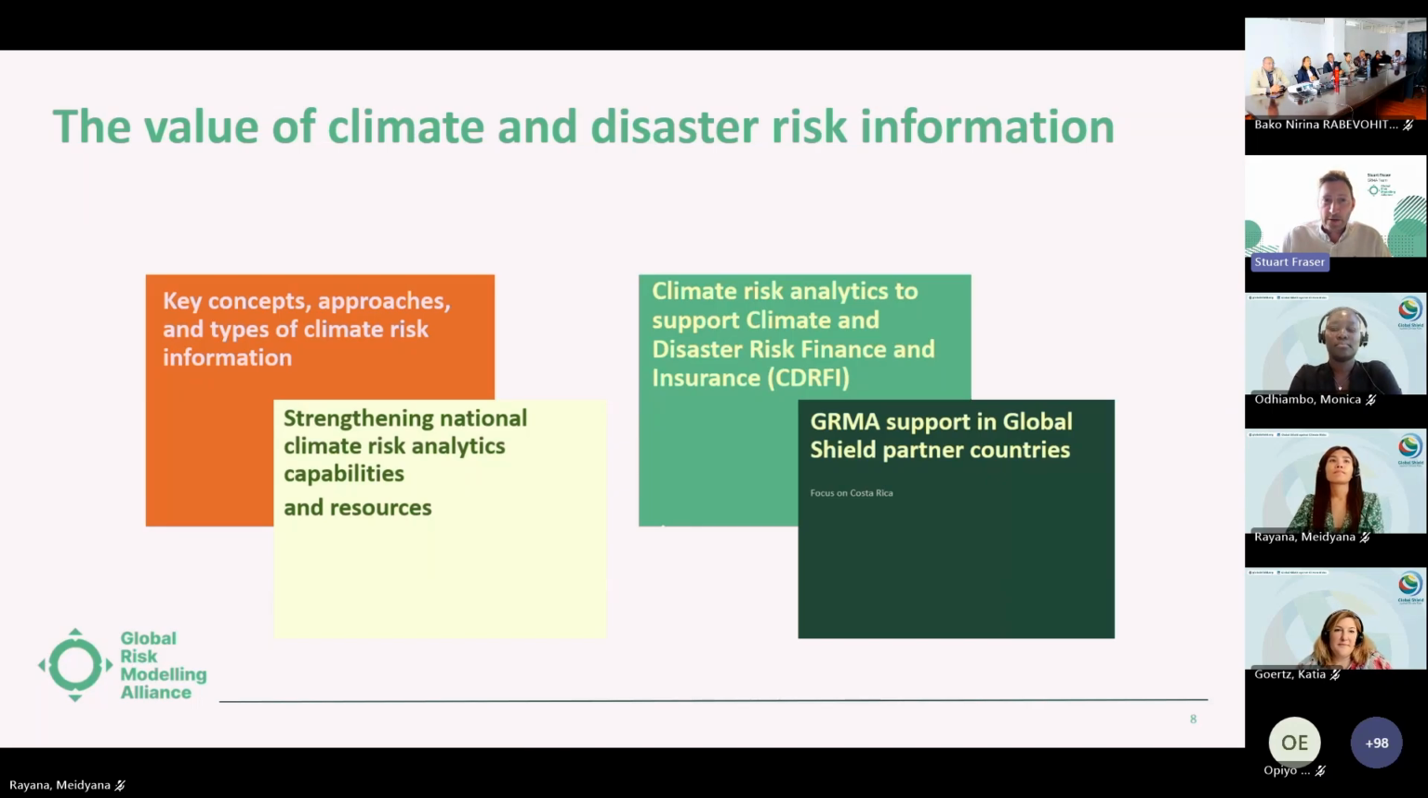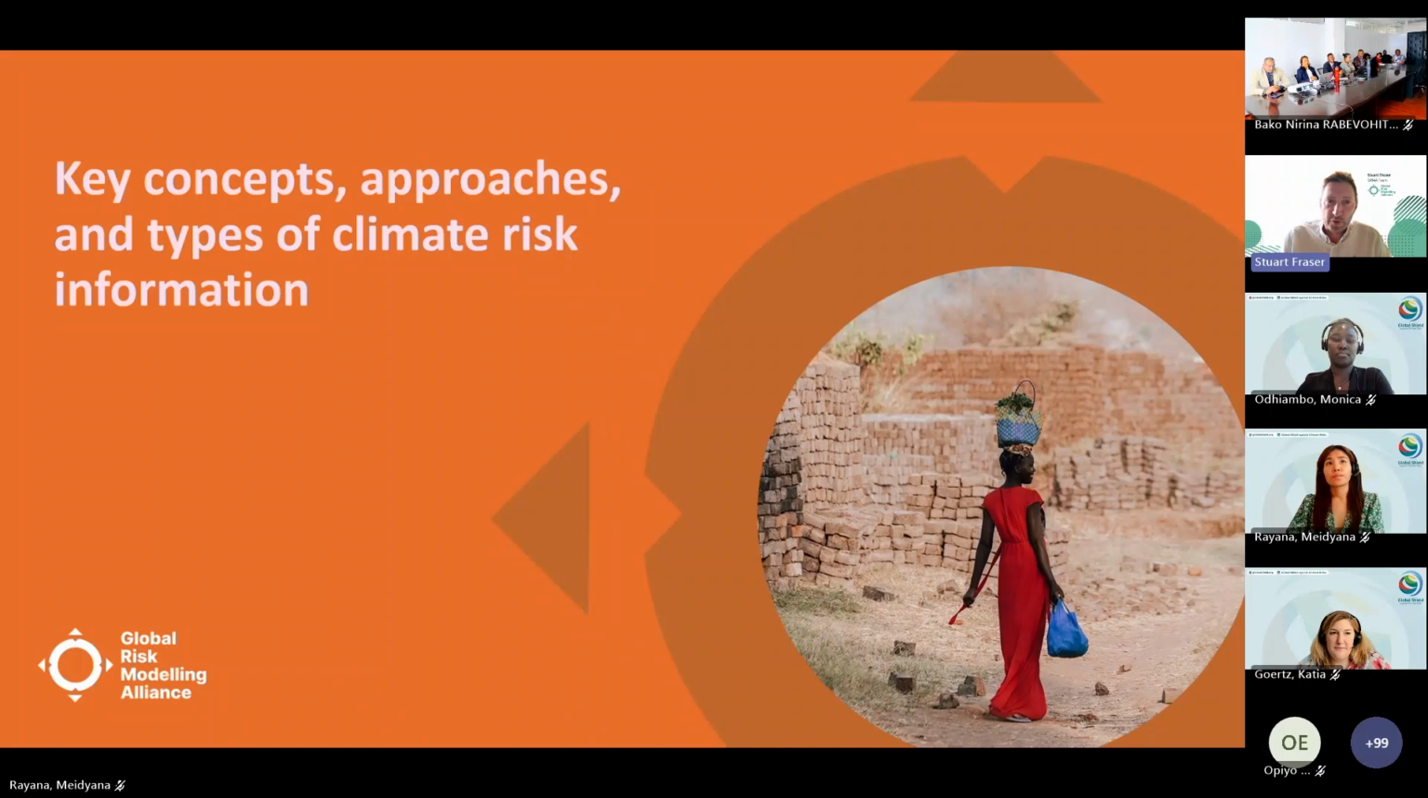And we'll talk about how the analytics is used in CDRFI in the design and the trigger of insurance products, for example. I'll also just give a quick overview of GRMA support in Global Shield partner countries. We've been working in Malawi and Madagascar and Costa Rica, for example. So I'll talk a bit about those activities, and I'll leave you with some links to some useful resources as well at the end there.